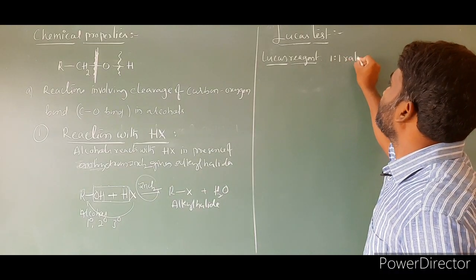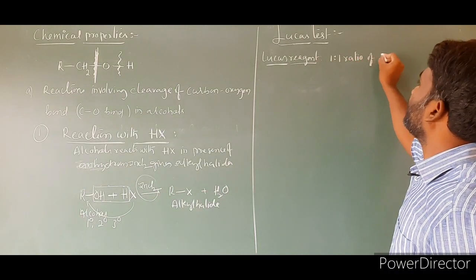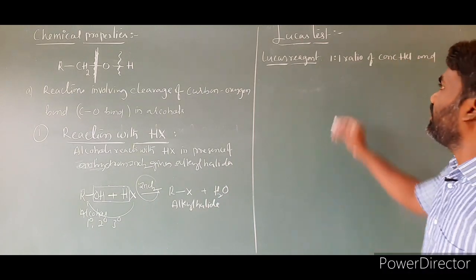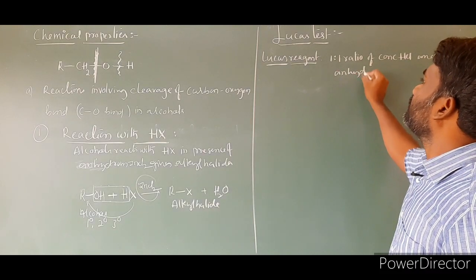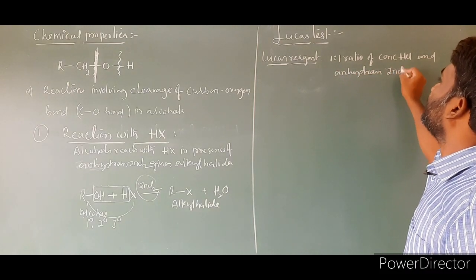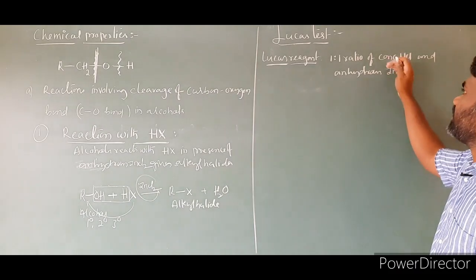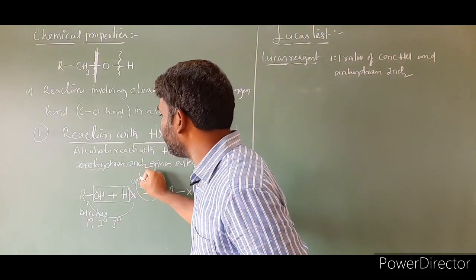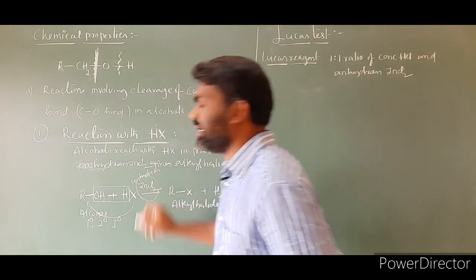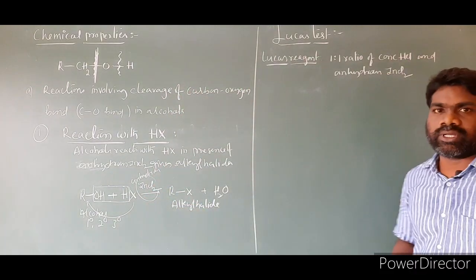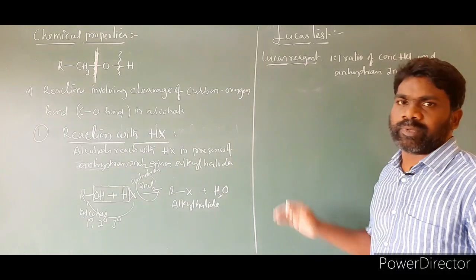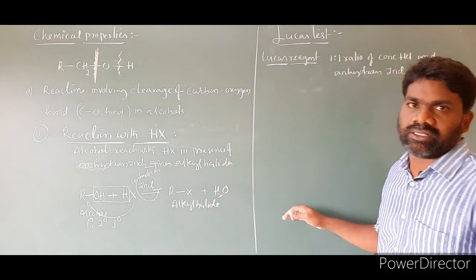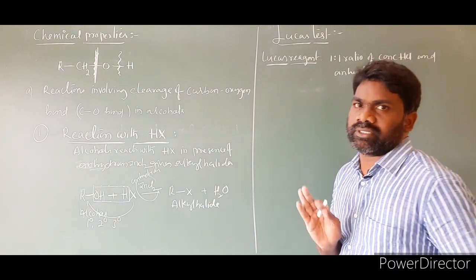A 1:1 ratio of concentrated HCl and anhydrous ZnCl2 is called the Lucas reagent. Now let us take the primary, secondary, and tertiary alcohols one by one. We will discuss the reaction of primary, secondary, and tertiary alcohol with Lucas reagent at room temperature. Keep this point in your mind.